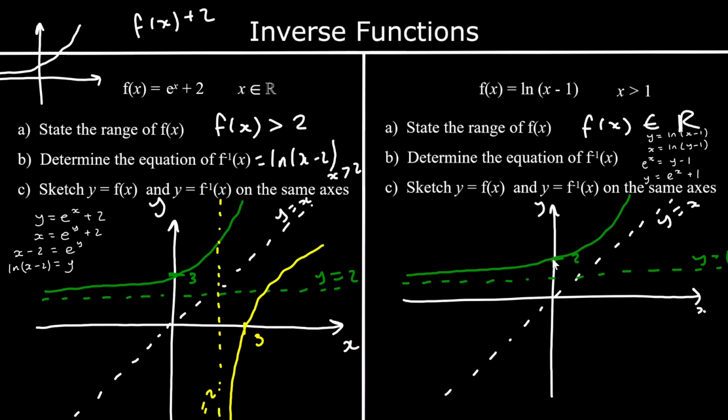And the inverse. So the asymptote moves to x equals 1. It crosses the x-axis at 2. And it is the reflection. So it's shaped like this.